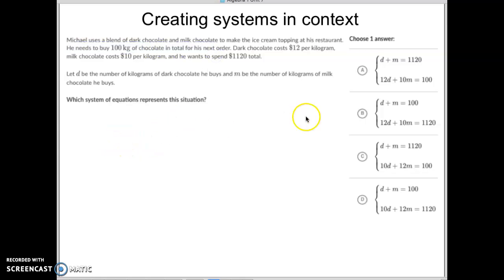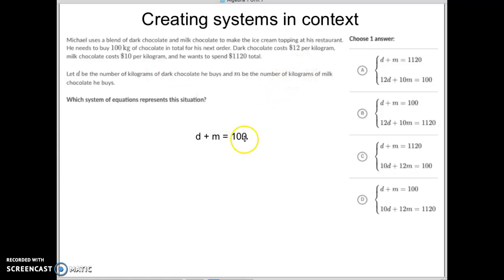So if you remember right, some of that is dark chocolate that he wants to buy, plus some of it's milk chocolate, and he wants to buy a total of 100. So right there is one equation. I haven't even started on this money part yet. We just know between the dark chocolate and the milk chocolate, we need 100 kilograms of chocolate.